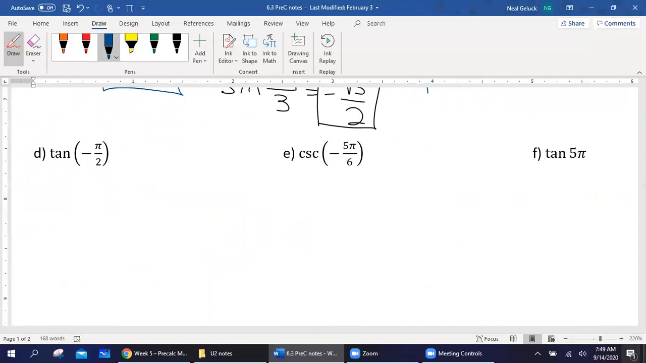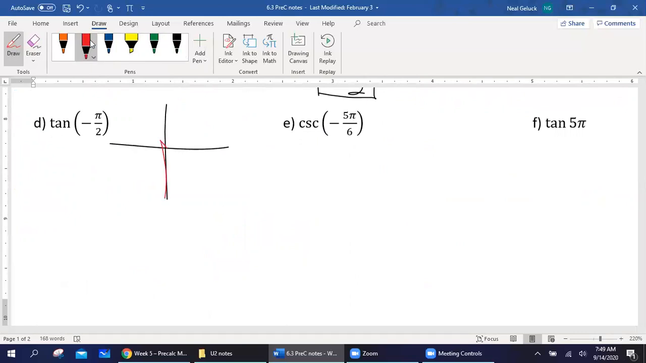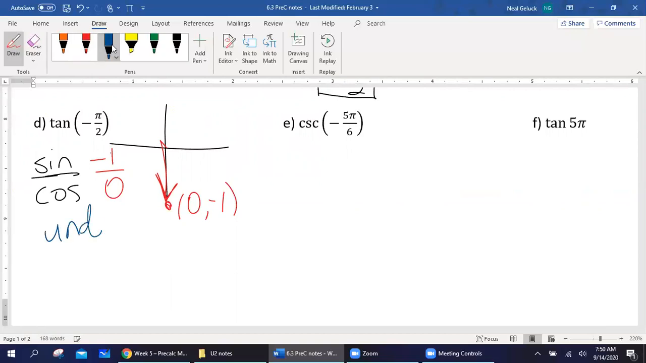For letter D, now we're doing the tangent. Same angle though. So again, -pi over 2 lands me straight down. Coordinates 0, -1. Well, the tangent, and we'll do this more and more, can be thought of as the sine over the cosine, which I proved up above. Well, the sine is -1, because remember it goes cosine followed by sine for the coordinates. So the sine is -1, the cosine is 0. Well, -1 divided by 0, thou shalt not divide by 0. This is undefined. I cannot take the tangent of -pi/2.